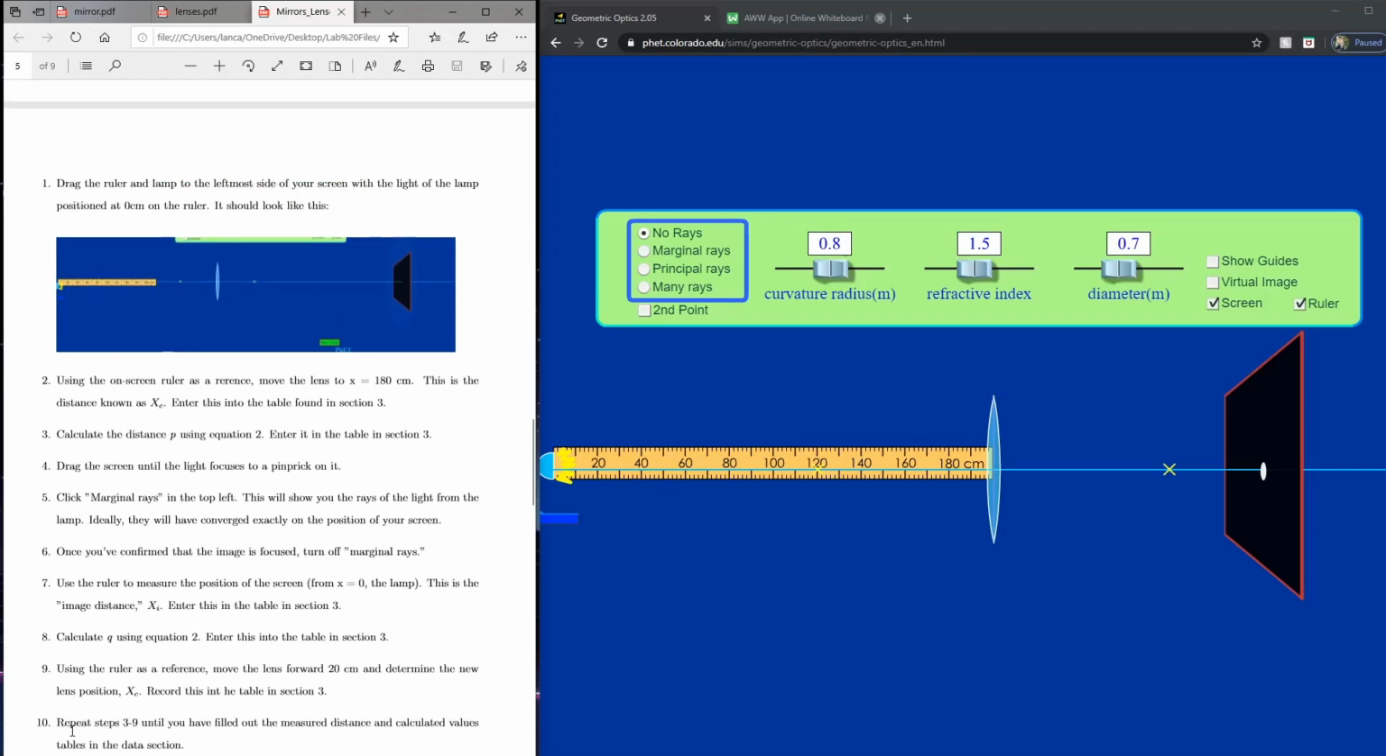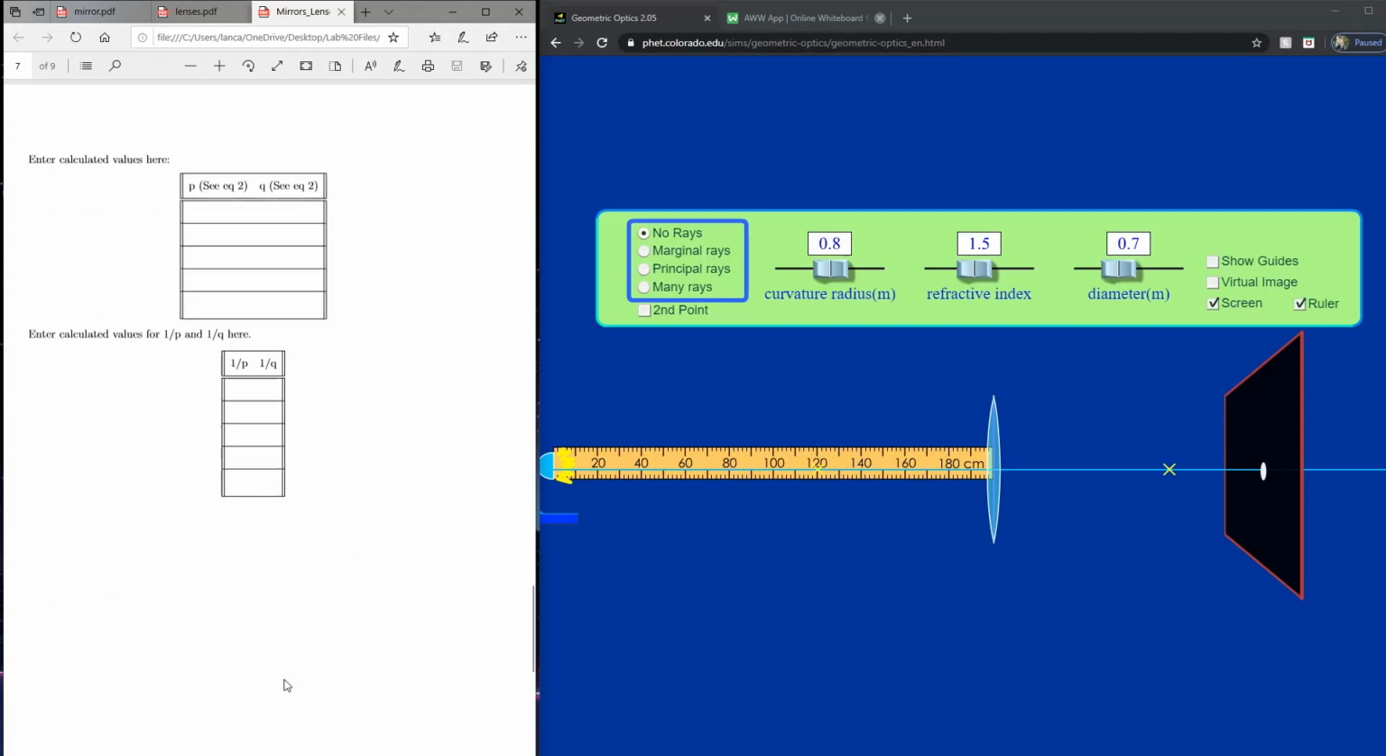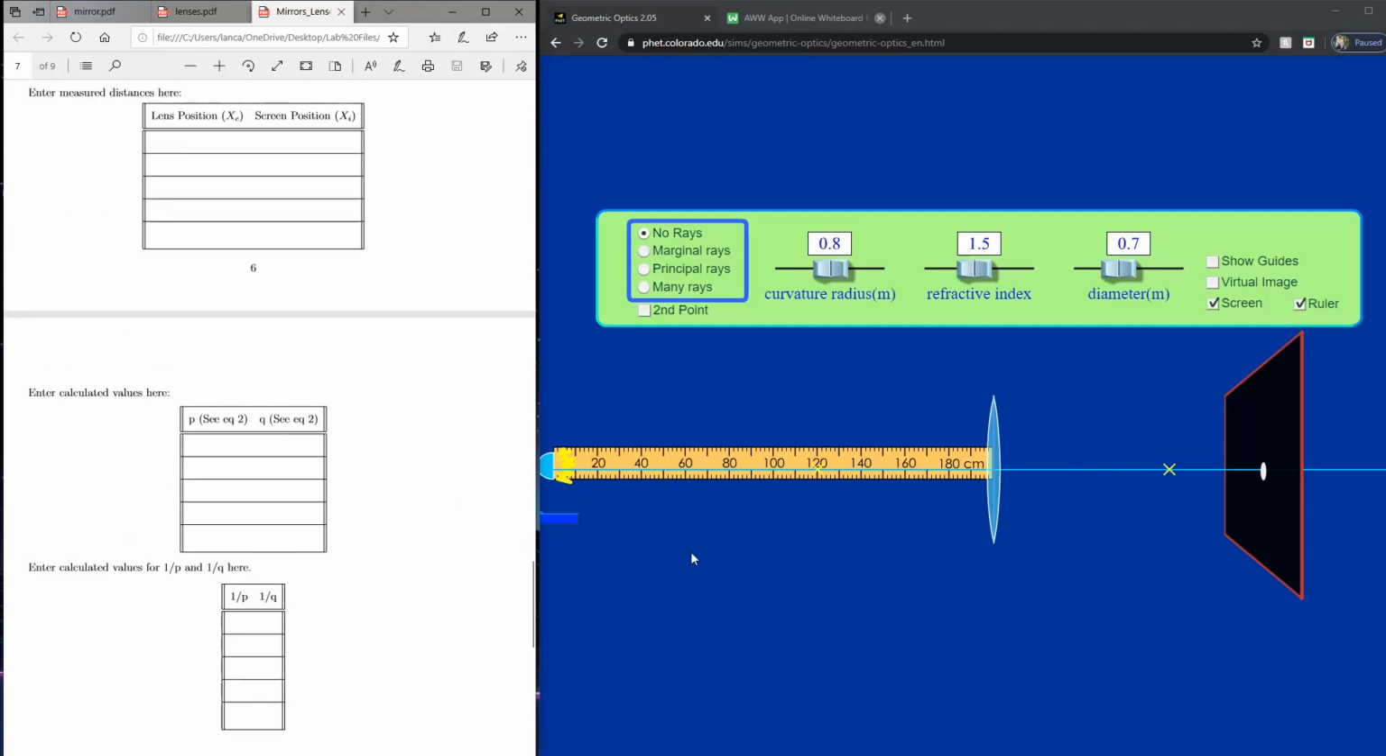Now it says to repeat steps 3 through 9 until you have filled out the measurement of distances and calculated values in the data section. So we're just going to repeat the measurement that we just made 1, 2, 3, 4 more times, because at this point this line, and if you've done it so far, this line should also be filled in.